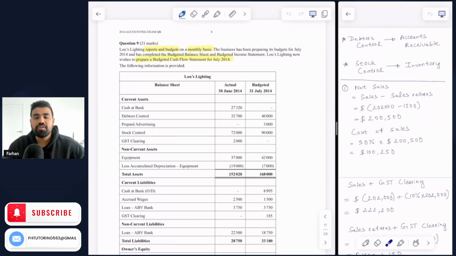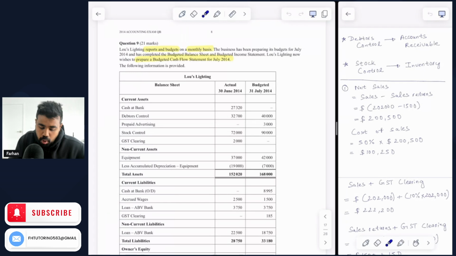You are then required to discuss two examples for why the net profit of a business could be higher than its reported bank balance at the end of a given period. With that being said, let's get started. So you can see the question on the left-hand side, and you can see all the workings I've done on the right-hand side of the screen.